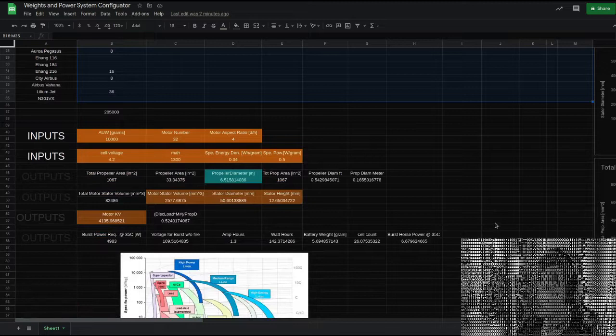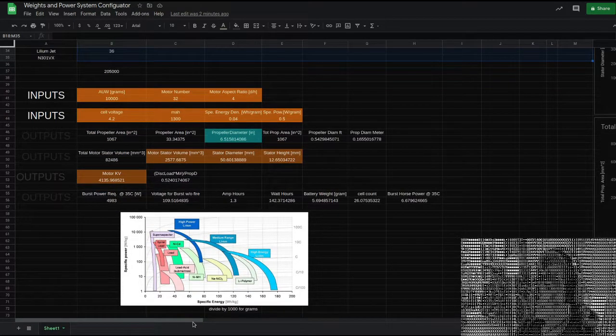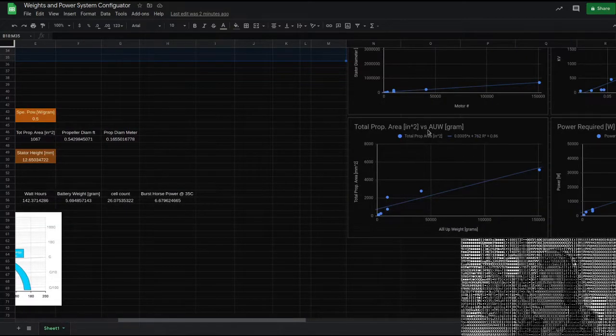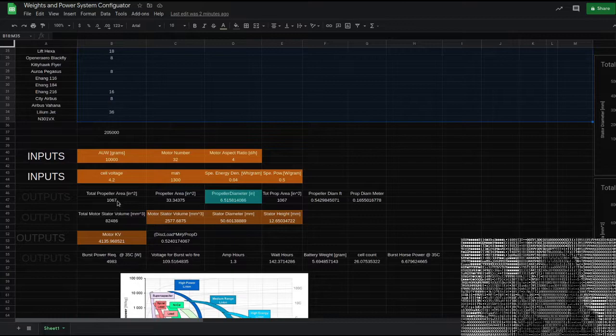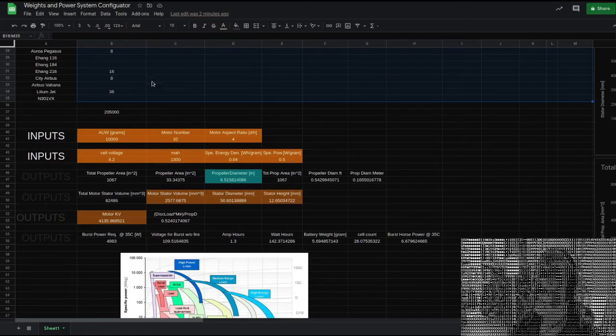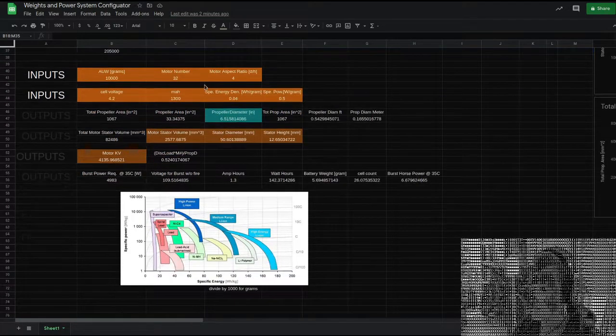I would like to say also that you have to update the numbers here. So if the linear regressions change here, you have to change them in the formula. So maybe someone knows how to do that. If you do, leave it in the comments below.